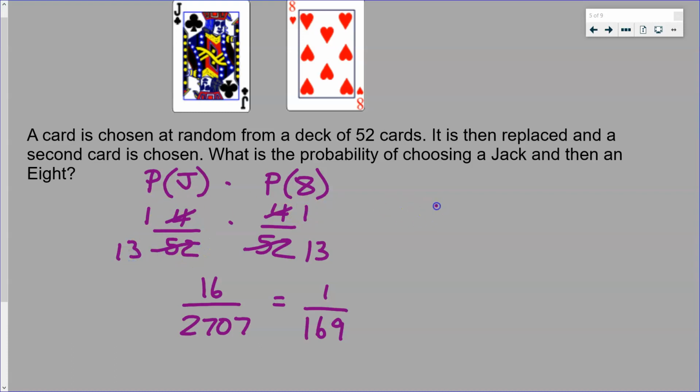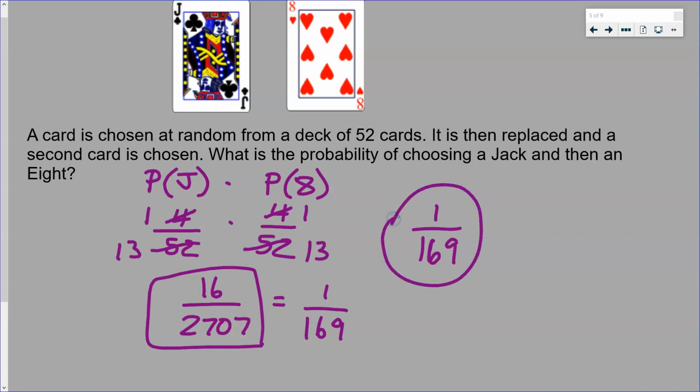Okay, then we do tops and tops, bottoms and bottoms, and we get that 169 right away. I suggest doing this so that you don't miss the fact that this can be reduced, because when it ends in an even number and an odd number, sometimes people think, oh, I'm done, this can't go any lower. Okay, so now we can see the probability is 1 out of 169 tries.